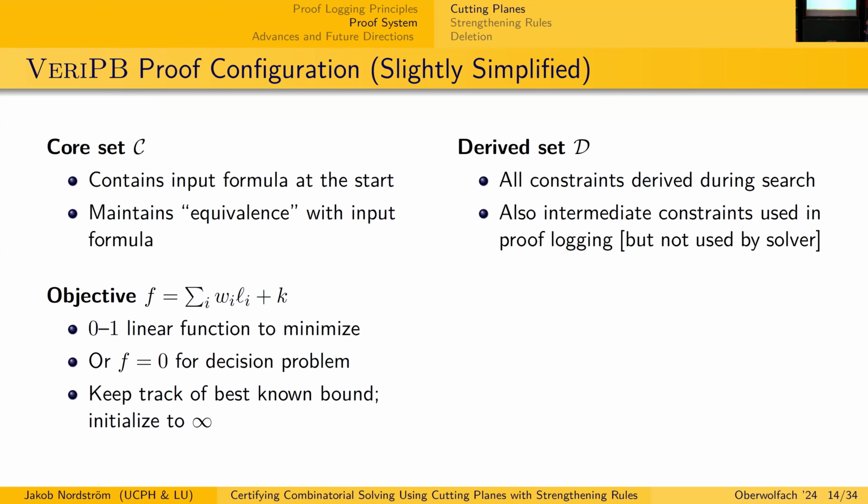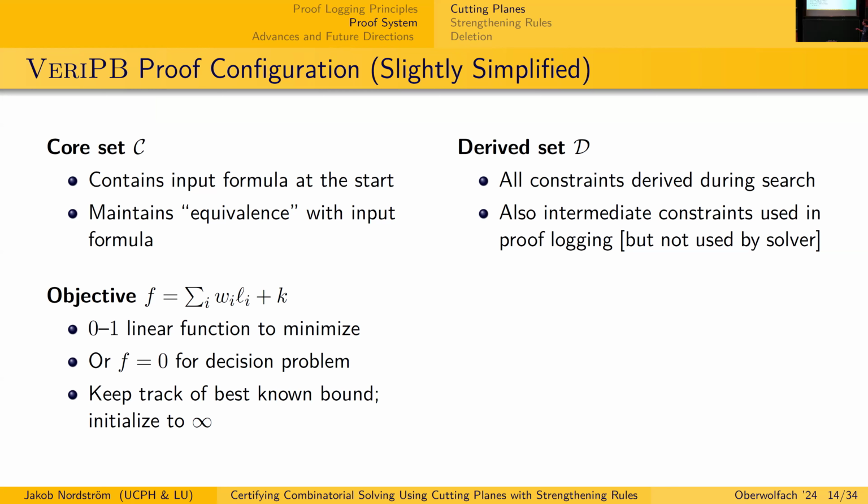Then I won't dwell on it too much because I think we're interested in decision problems, but there will be an objective, which is a 0-1 integer linear function to minimize, or an affine function, I guess, if we want to be precise. And the proof will know what the currently best lower bound is, because there are rules to force solutions for better bounds.